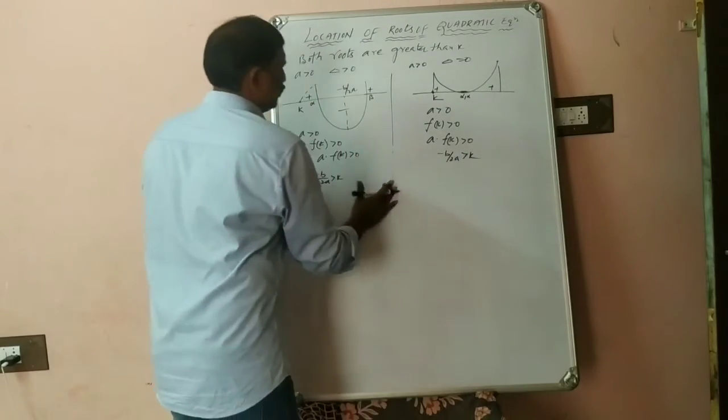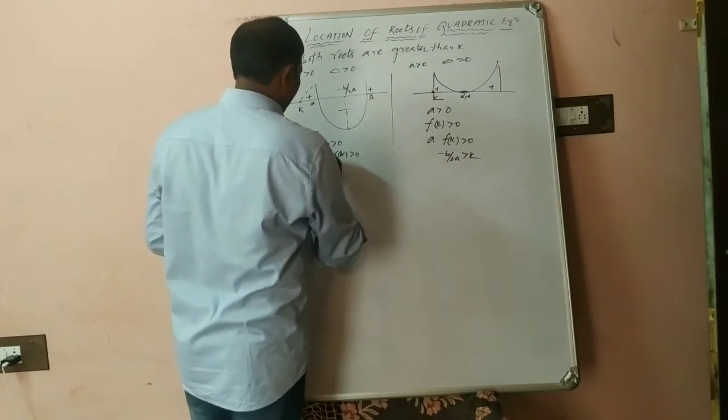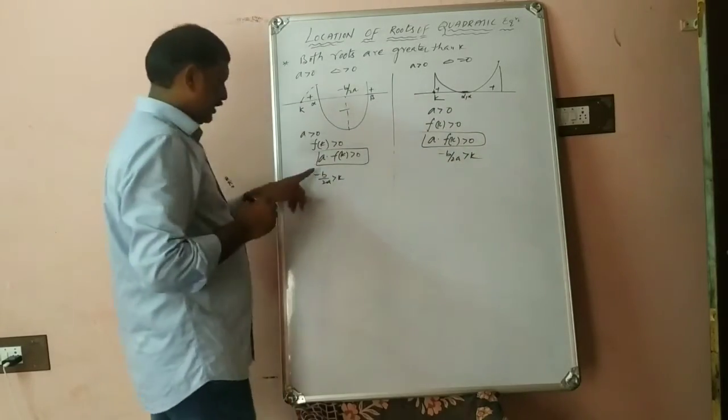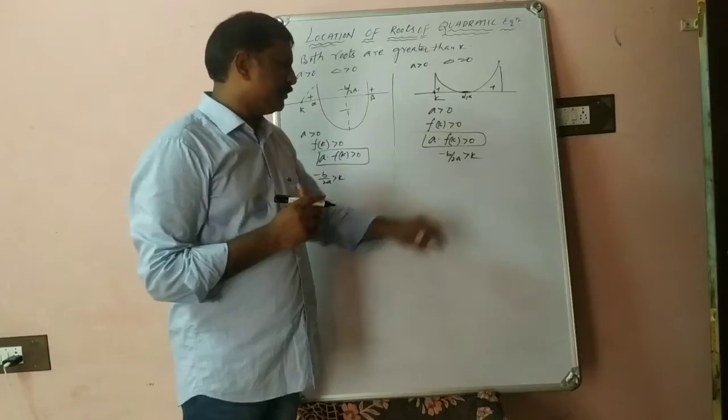In both these cases we can conclude that a into f of k is positive, and minus b by 2a is greater than k.